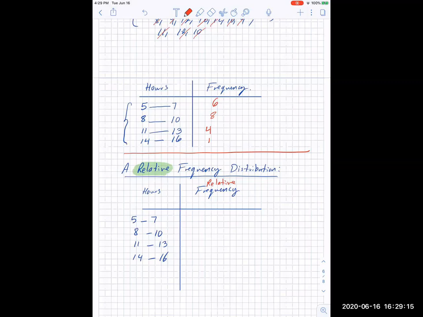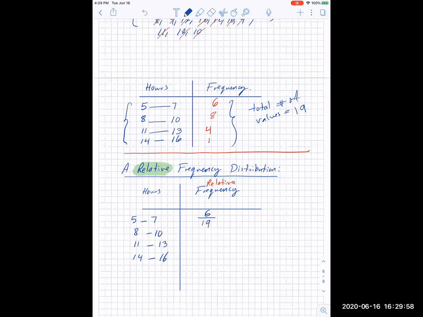What I'm going to do is take the frequency of each class, let's say the first one, 6, and then divide by the total. So let's add these numbers here. The total frequency is the total number of values that we have. I have 14, 15, 19. Okay, I have 19 values. So I'm going to divide by 19.